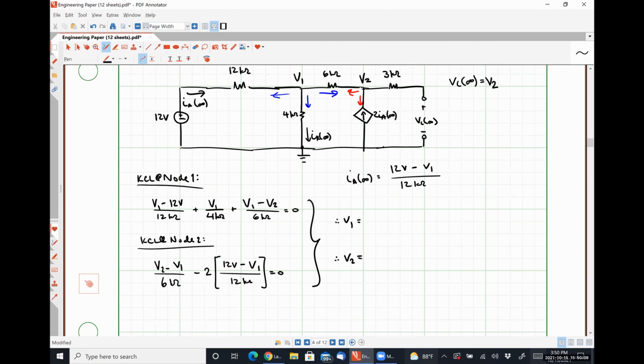Anybody get a result? Pardon? I got 4 and 12, but I might have typed something in wrong. All right, let's say it's 6 volts and 12 volts. So that means VC at infinity is 12 volts.